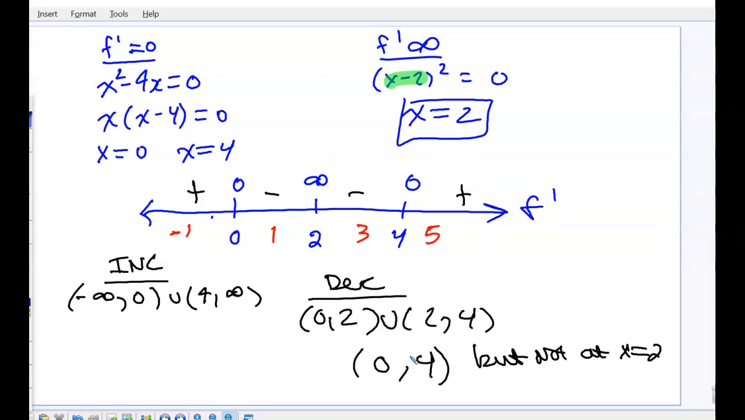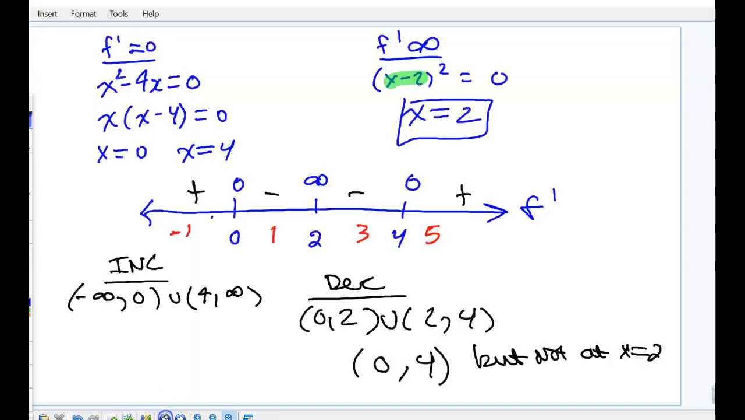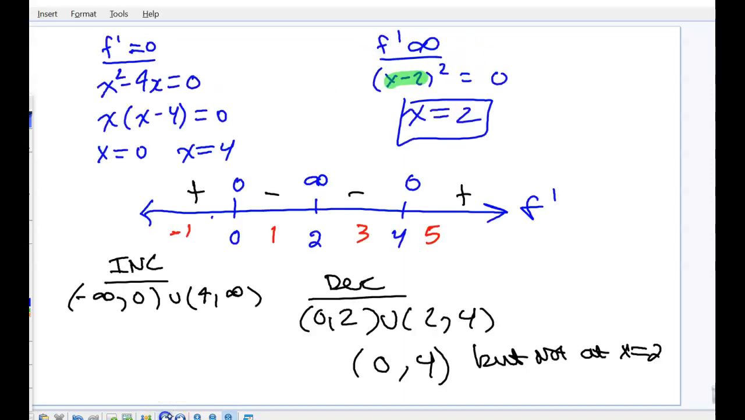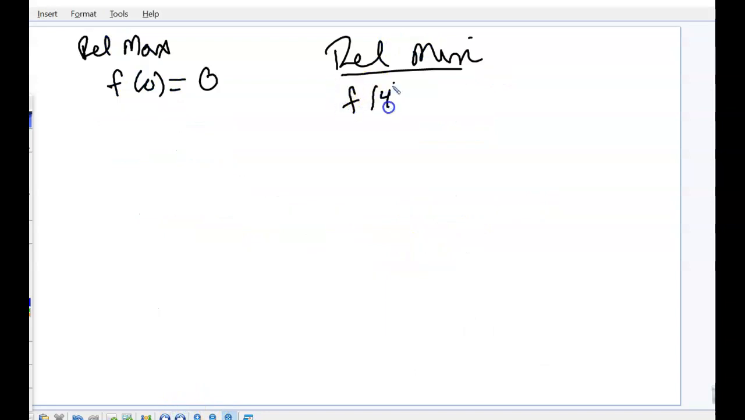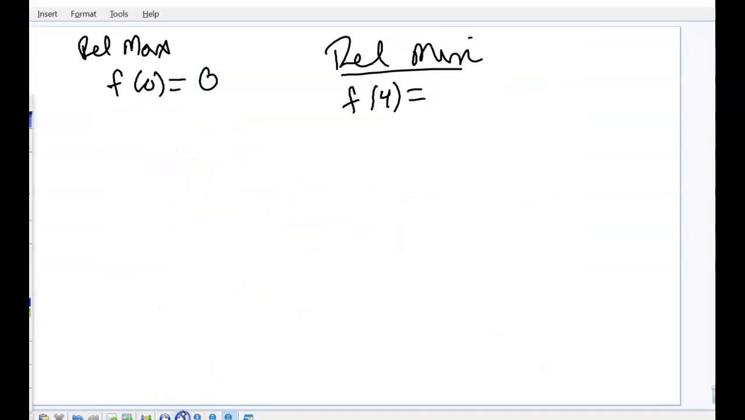So right now I have a relative max because my derivative changes from positive to negative at 0. So I get a relative max at f of 0. If I plug 0 into the original equation, I'm going to get 0 over -2, which is going to be 0. And I get a relative min. If I look at my number line test, my derivative changes from negative to positive at 4. So I get a relative min at f of 4. And again, plugging into the original, it's going to be 4 squared all over 4 minus 2, which works out to be 8.